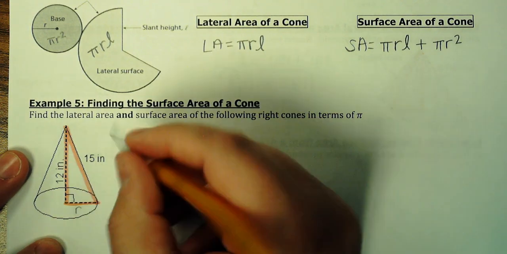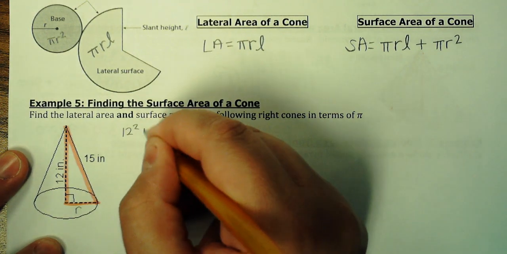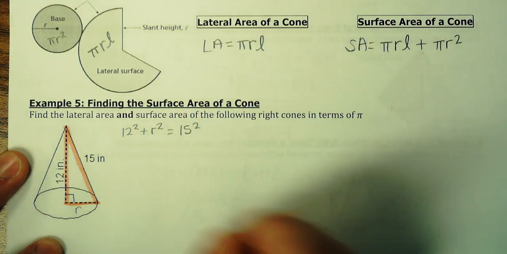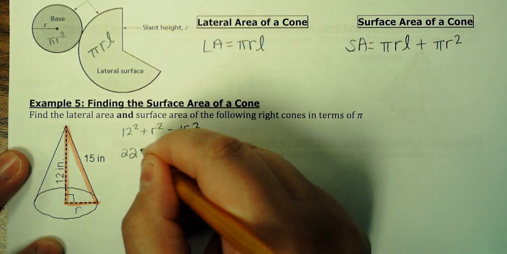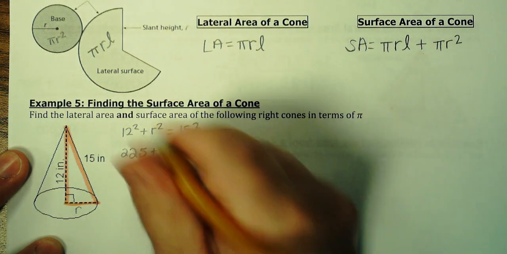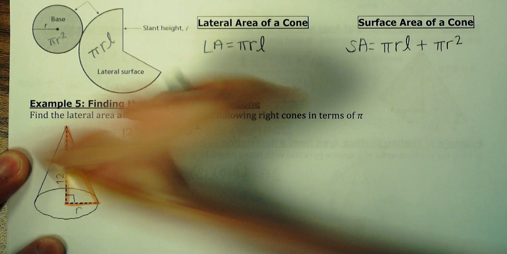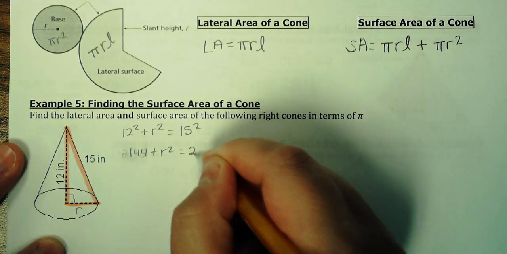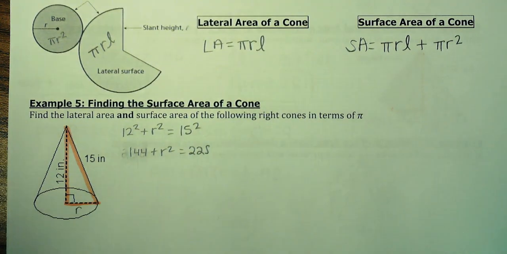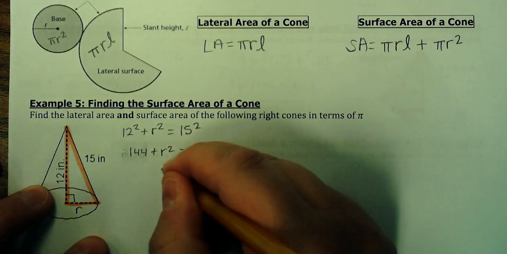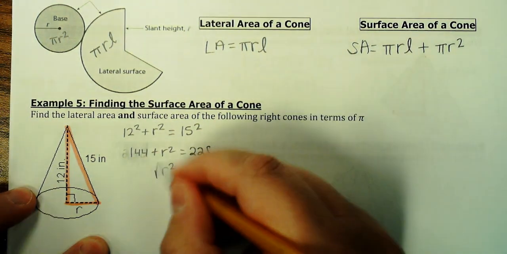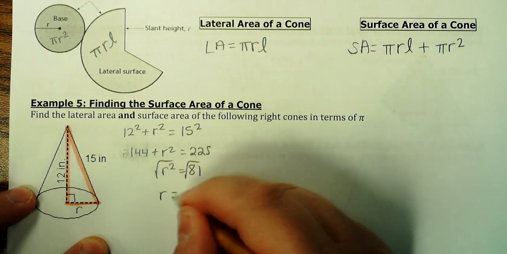So I'm going to set up the Pythagorean theorem here. 12 squared plus my radius squared is going to equal my slant height squared. This is 144. This is 225. Oh my goodness, sorry, I was looking at the 15. So I'm going to end up subtracting 144 from 225. If you do that, you're going to get 81, and maybe you know this right away. Take the square root. This ends up being a nice number.